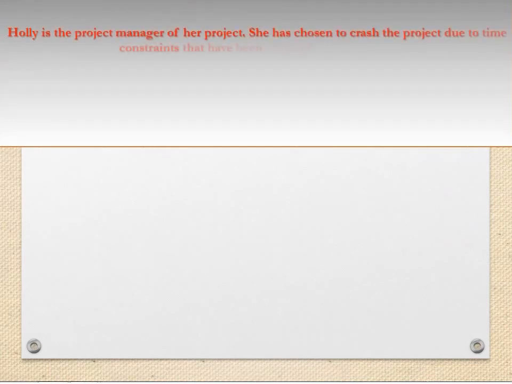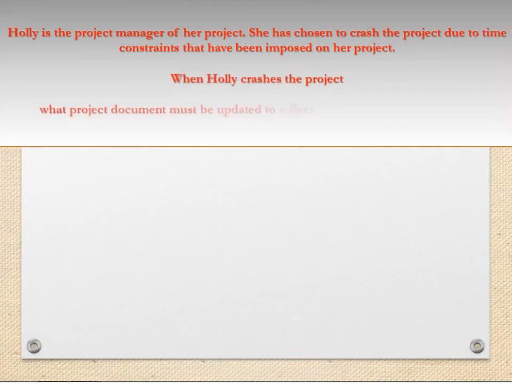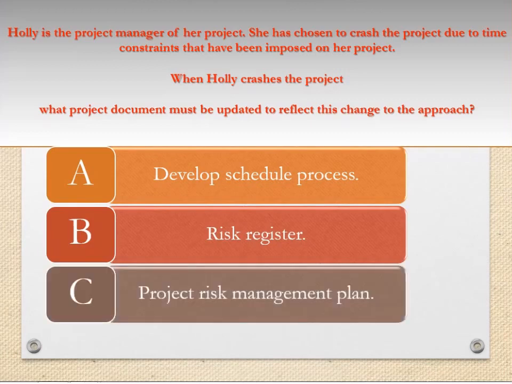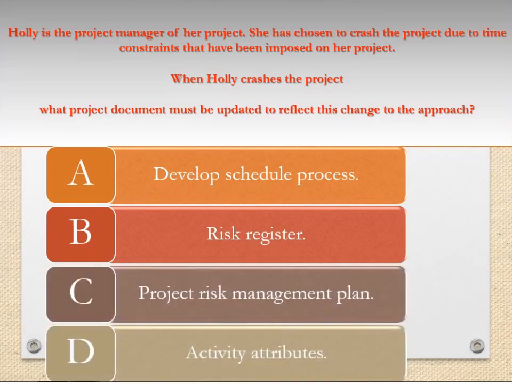Question. Holly is the project manager of her project. She has chosen to crash the project due to time constraints that have been imposed on her project. When Holly crashes the project, what project document must be updated to reflect this change to the approach? A. Develop schedule process. B. Risk register. C. Project risk management plan. D. Activity attributes.